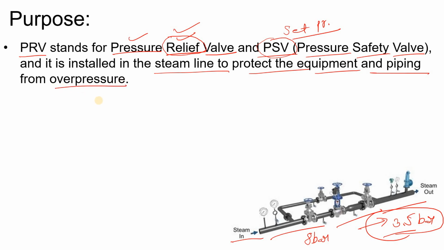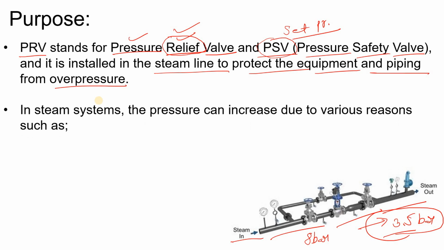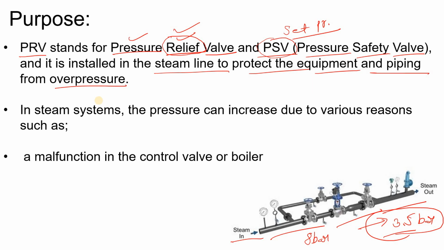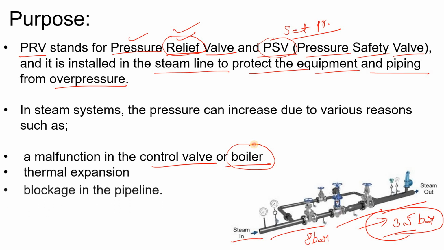Okay, meaning an overpressurization situation could occur. To avoid that situation, we use relief devices, right? Now the question arises: what are the reasons that overpressurization could occur? There could be a malfunction in your control valve, let's suppose a TCV, or in a boiler, which is a steam producing device. Are you getting my point? There could also be thermal expansion in a pipeline, blockage in the pipeline, as well as a rupture. So these situations could cause overpressurization in the system.